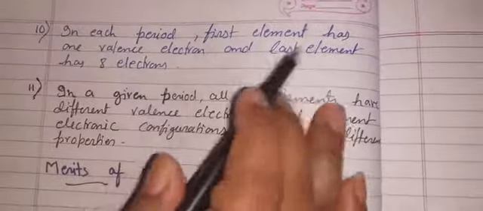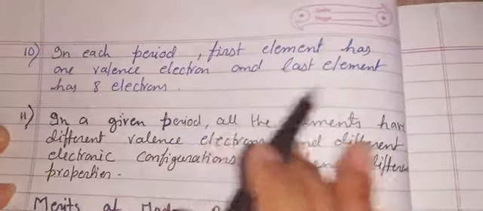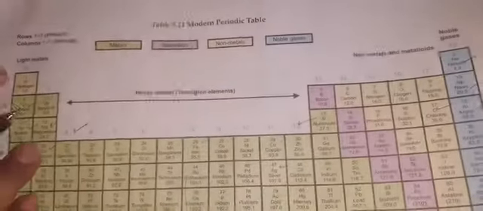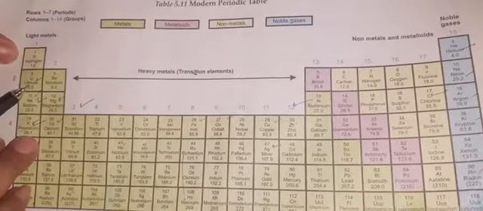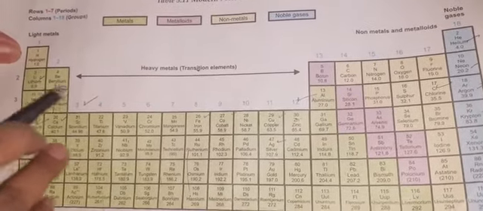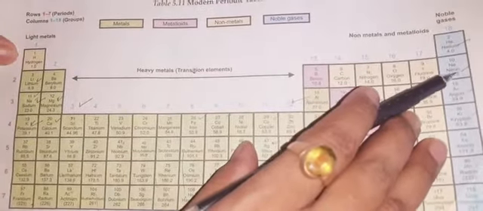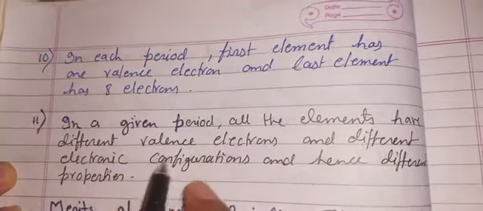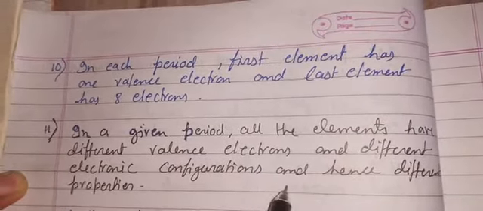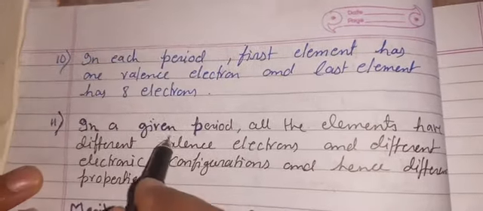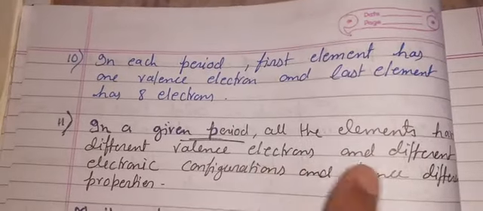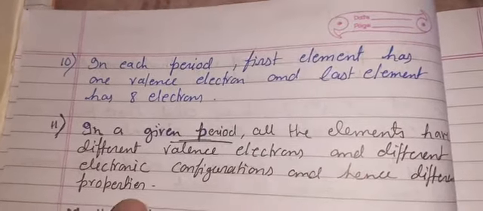In each period, first element has 1 valence electron and last element has 8 valence electrons. Just now we have discussed this, as we have seen here lithium, what is the valence electron? 1 electron is left, and when we reach here till neon, the number of valence electrons is 8. So we have written the same thing here. And last point, in a given period all the elements have different valence electrons and different electronic configuration and hence different properties.